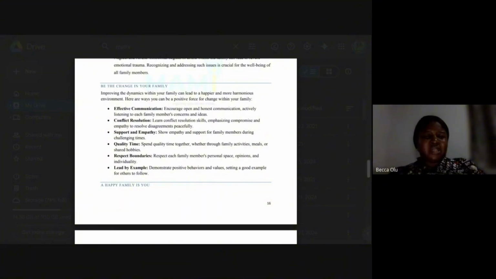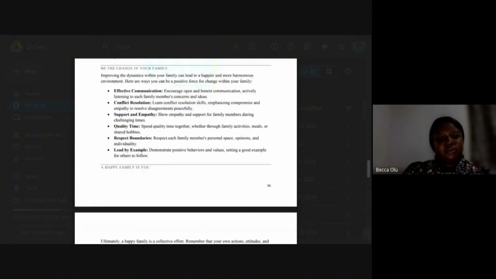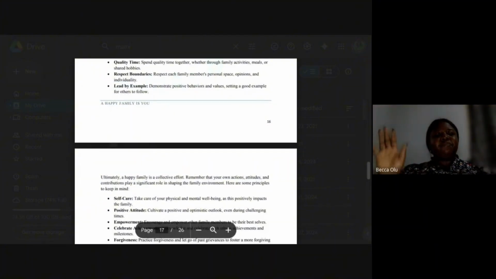It's a gradual process. It doesn't happen at once. It may take time, but it will happen. So lead by example. Demonstrate positive behaviors. Be a role model. Demonstrate positive values. And you see, when you begin to set the example, others will follow. All right? A happy family is you.